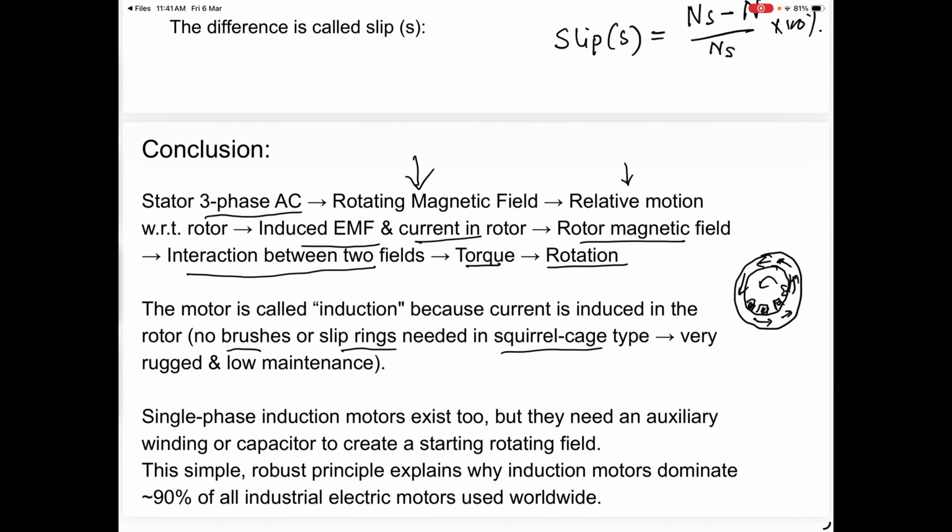A single-phase induction motor exists too, but it needs an auxiliary winding or capacitor to create a starting rotating field. So in our home, our fan is also a single-phase induction motor, but it is capacitor start. So this simple, robust principle explains why induction motors account for almost 90% of all industrial electric motors used worldwide. Thank you very much.